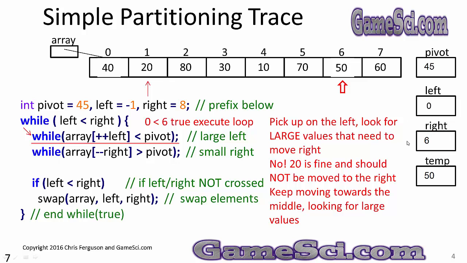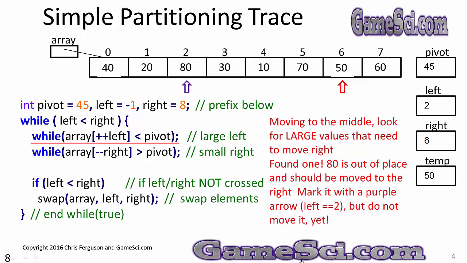We're going to pick up on the left and look for large values that need to move to the right. No, 20 is just fine. We're looking at this 20 right now with this while loop here, and it's just fine where it is. Do not move it to the right. We're going to hit this semicolon, come back and do this ++ left again, and look for another number that needs to move.